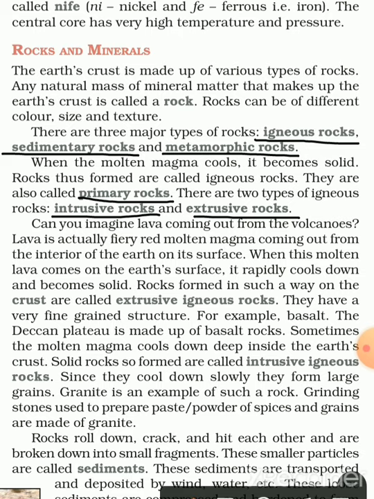So when this molten magma solidifies, the rock which is formed in such a way on the crust is called the extrusive igneous rock. The rock formed by such a process is called the extrusive igneous rock.